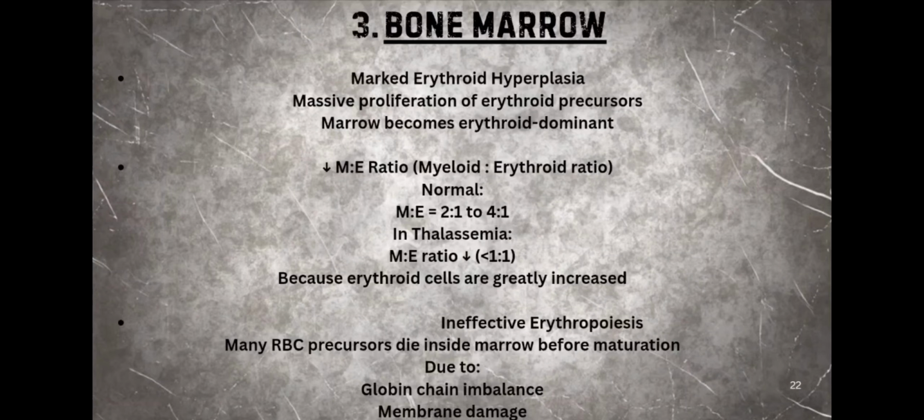And bone marrow: marked erythroid hyperplasia, massive proliferation of erythroid precursors; the marrow becomes erythroid dominant. The myeloid to erythroid ratio normal range is 2:1 to 4:1, but in thalassemia, the M:E ratio is decreased, for example less than 1:1, because erythroid cells are greatly increased. Ineffective erythropoiesis: many RBC precursors die inside the marrow before maturation due to globin chain imbalance and membrane damage.